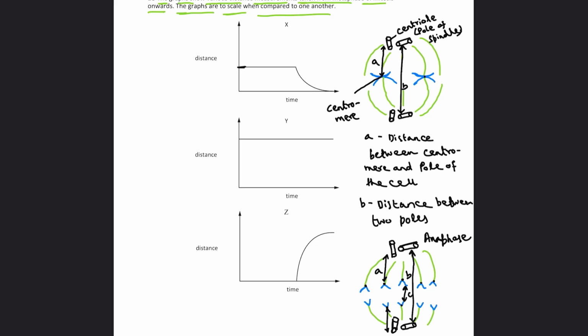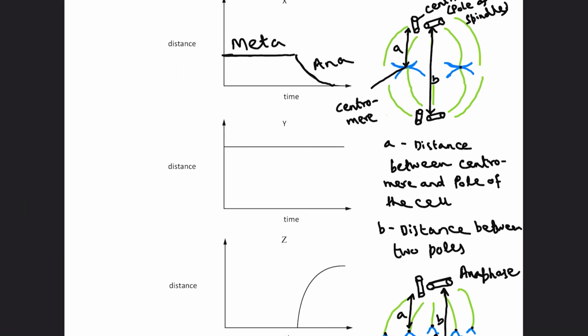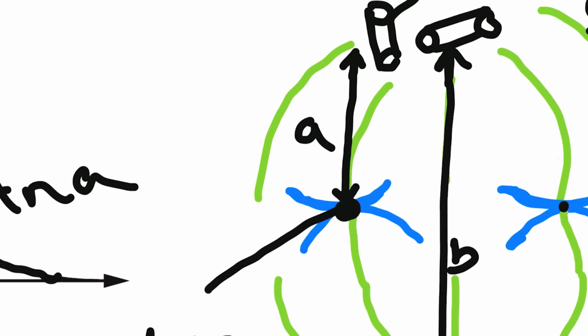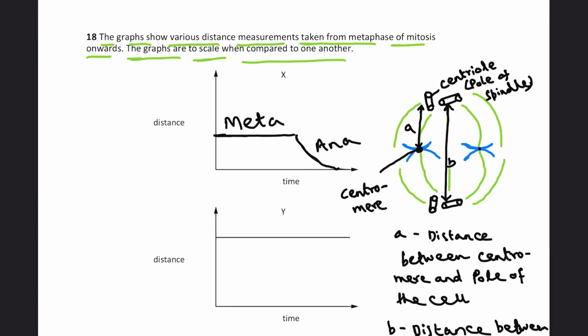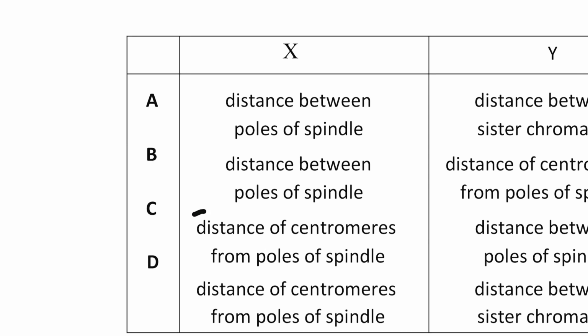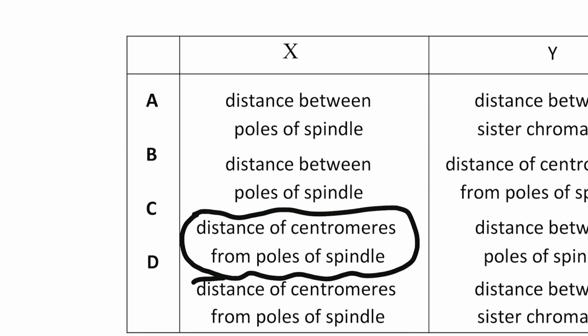Initially the distance is constant, and then the distance decreases to zero. So guys, when the distance was constant, it was metaphase, and in anaphase the distance decreases and becomes zero. So this is the distance A actually, which is the distance between the centromere of the chromosome and the centriole or the pole. So eventually the centromere or the chromatid reaches the pole and the distance becomes zero, right? So what is X, guys? X is simply the distance between the centromeres and the poles of the spindle.